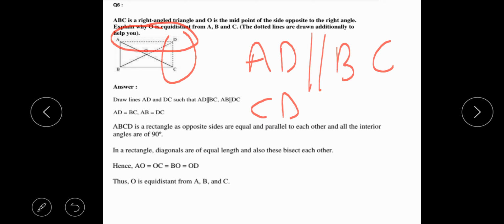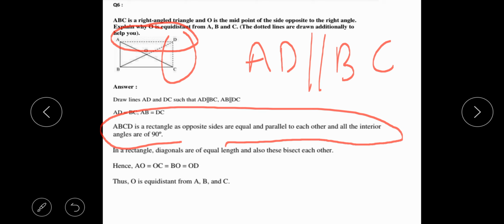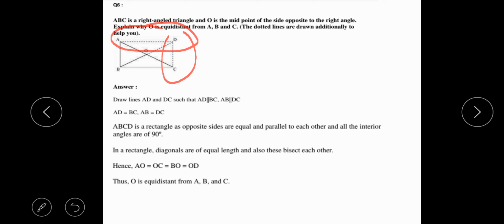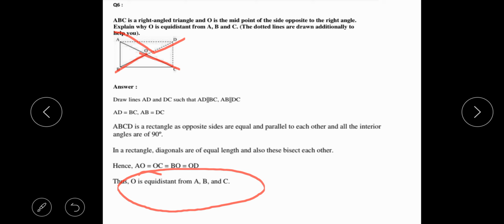So ABCD is a rectangle, as opposite sides are equal and parallel to each other, and all the interior angles are 90 degrees. In a rectangle, diagonals are of equal length and also bisect each other. Therefore we can say that AO equals OD, and OC equals OA, and all are equal. Therefore O is equidistant from A, B and C.